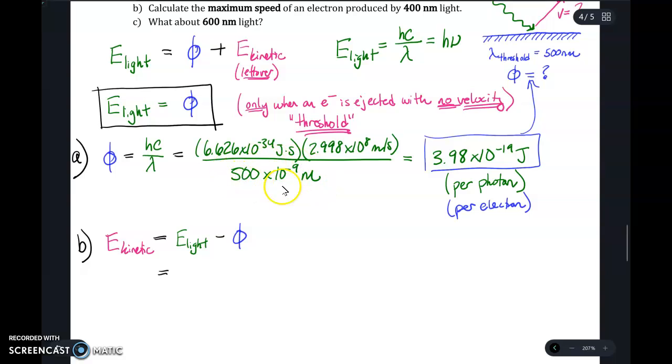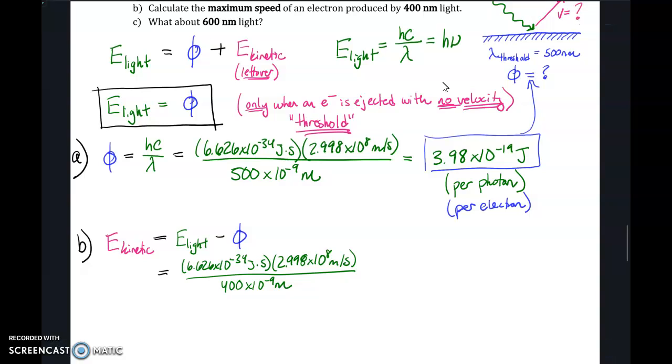Okay? Now, our energy of our light coming in this time is going to use the exact same equation, but our wavelength is different now. It's not 500 nanometers, it's 400 nanometers. So for the first part here, I'm going to put the 6.626 times 10 to the negative 34th joule seconds. I'm going to put the 2.998 times 10 to the 8th meters per second. But on the bottom, I've got 400 times 10 to the negative 9th meters this time, because it's a different wavelength that I'm using in this part of the problem.